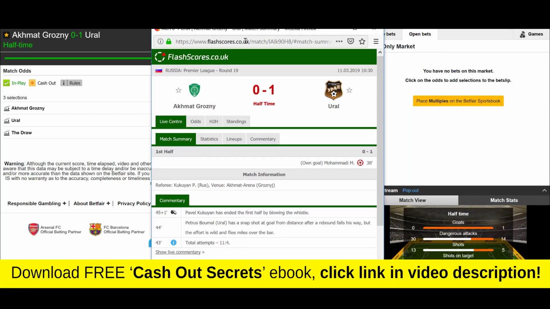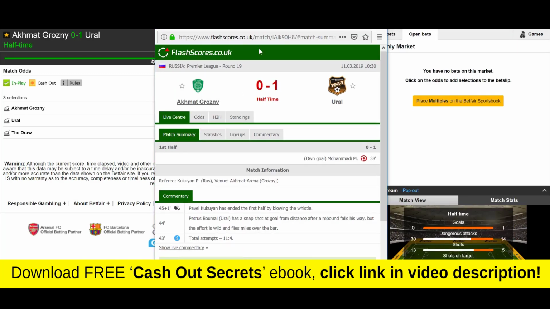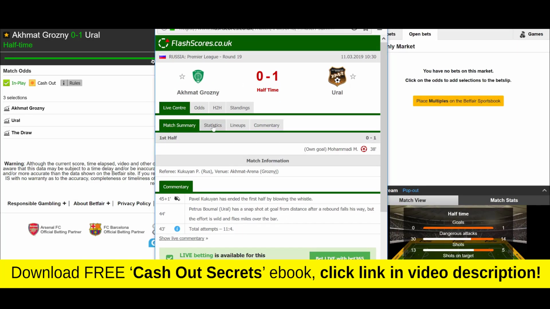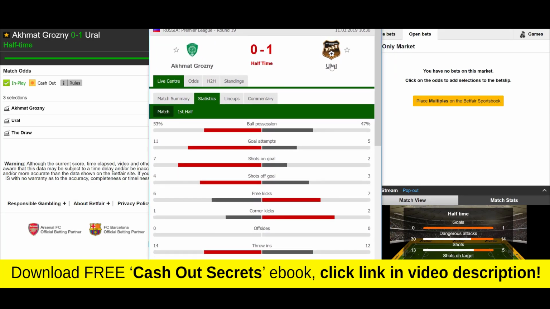Akhmat Grozny was a pre-match favourite in this one. I'm going to get into that in just a moment, but let's just have a look at the way the first half played out, and you can see that Ural, the leading team, I mean, it's the home team that have just about dominated the possession, but they've had a lot more goal attempts, and 7 attempts on target is a pretty big amount for just the first half.